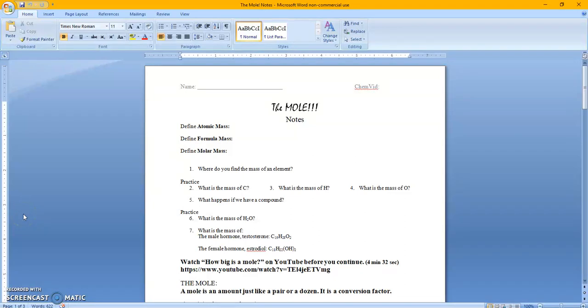No, not the cute fuzzy little creature, but the mole, the counting number. So first, let's get started with defining some terms. Atomic mass. That one's pretty simple. It's the mass of an atom.